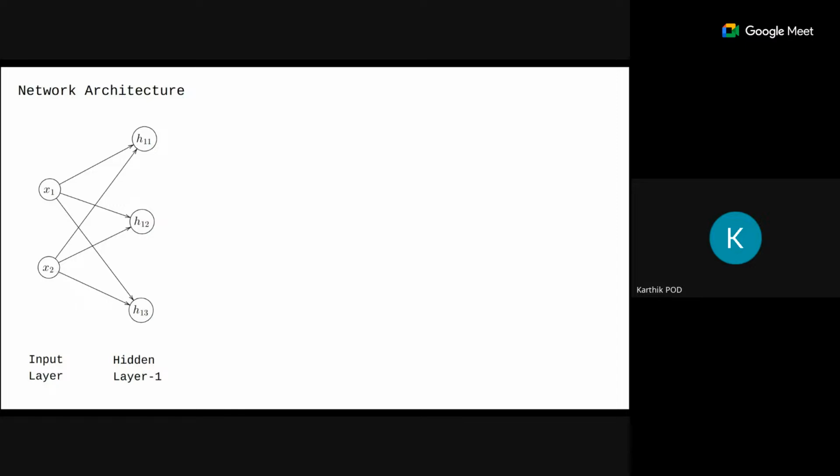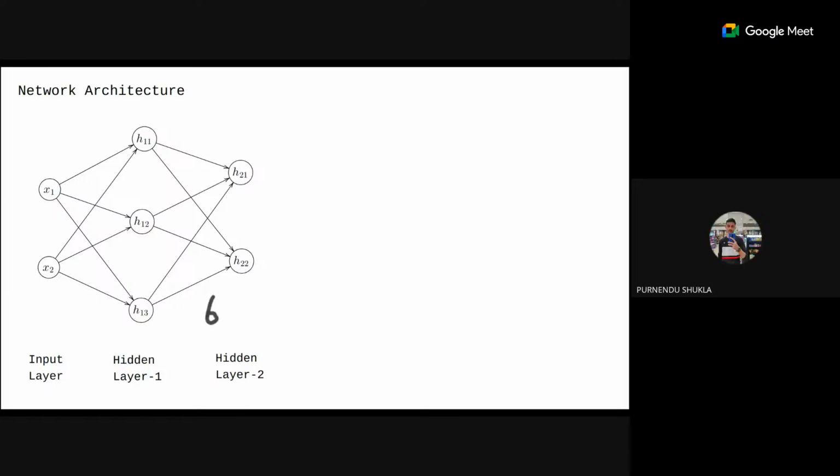If you plug all these things together, you have 2 into 3, 2 neurons here, 3 neurons here. So you get 6 connections, so 6 weights. Each of these is going to have a weight associated with it. Likewise, you continue this. You have one more hidden layer. You can have as many hidden layers as you want. And how many connections will there be between these two layers? Same 6.